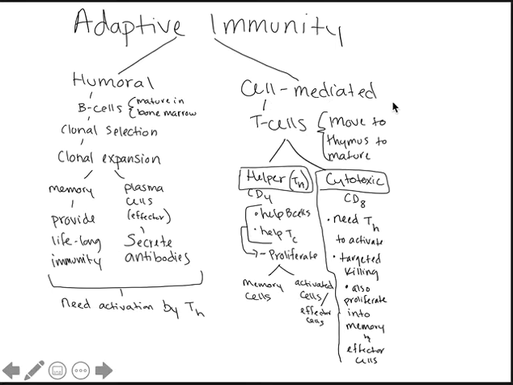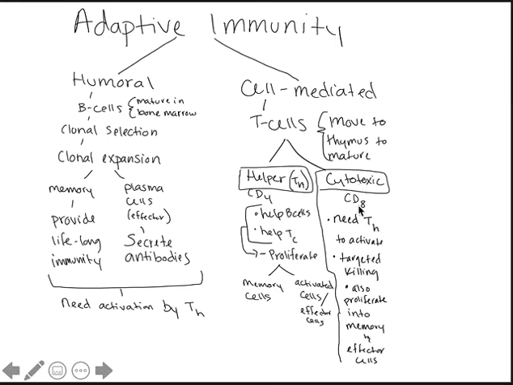Now, on cell mediated, you have T cells. T cells will move to the thymus to mature, and then they'll go back to the lymphatic system. You have helper T cells and you have cytotoxic T cells. The helper T cells are CD4. The cytotoxic T cells are CD8. CD8 requires a helper T cell as well to become activated. Then it will seek out and kill targets. They will also proliferate when they come in contact with the helper T cell.